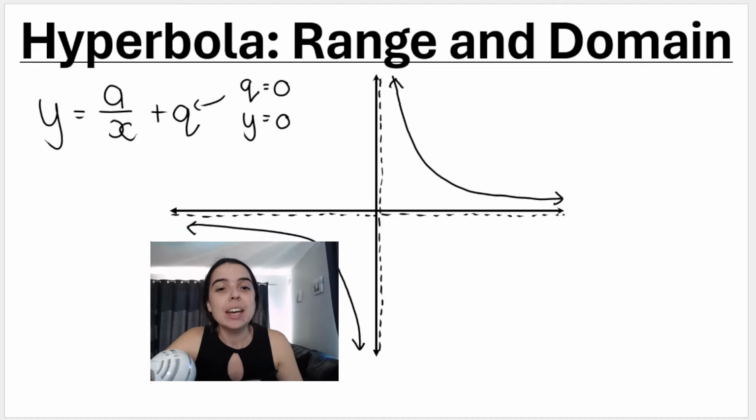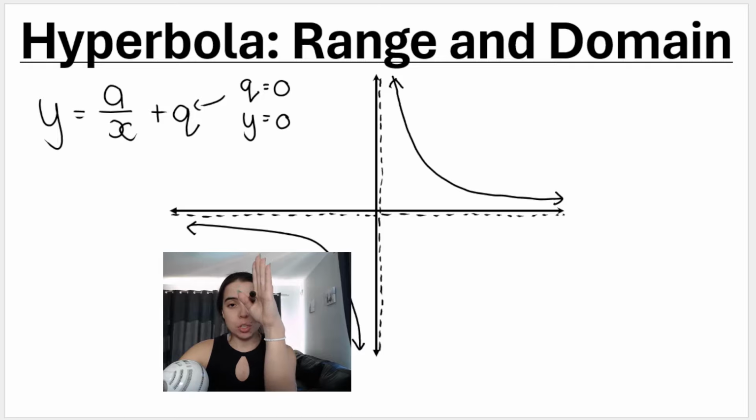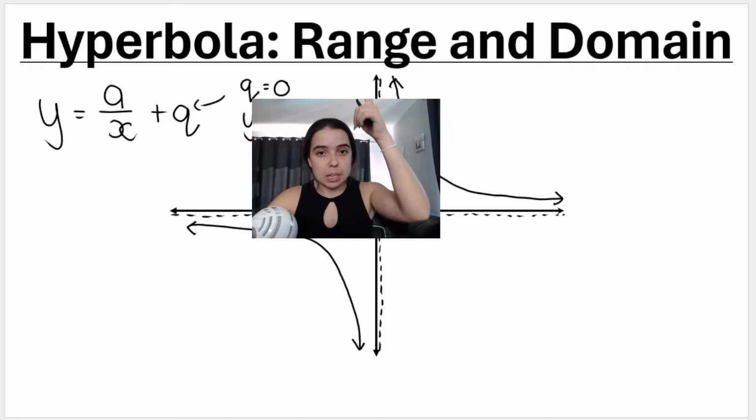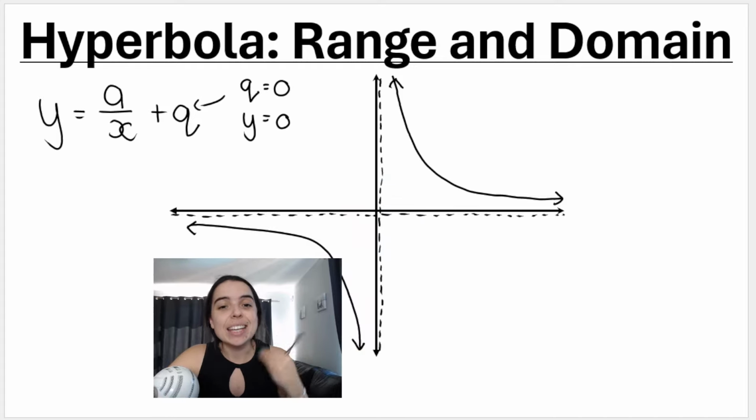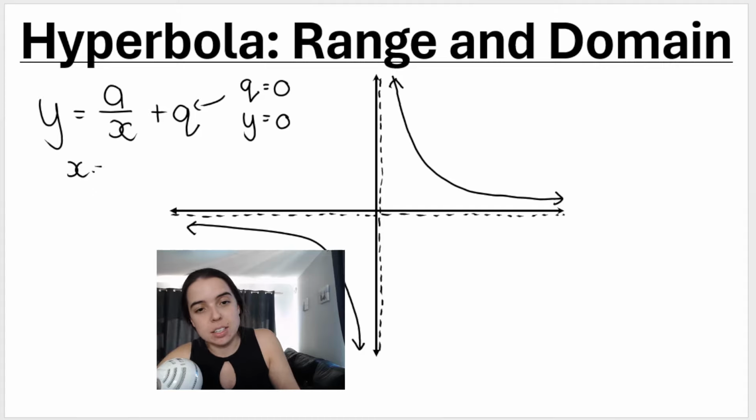Very important. In grade 10, we talk about the second asymptote as being the vertical asymptote. And in grade 10 over here, we always speak about it as being where x is equal to 0. That is my vertical asymptote. x is equal to 0.